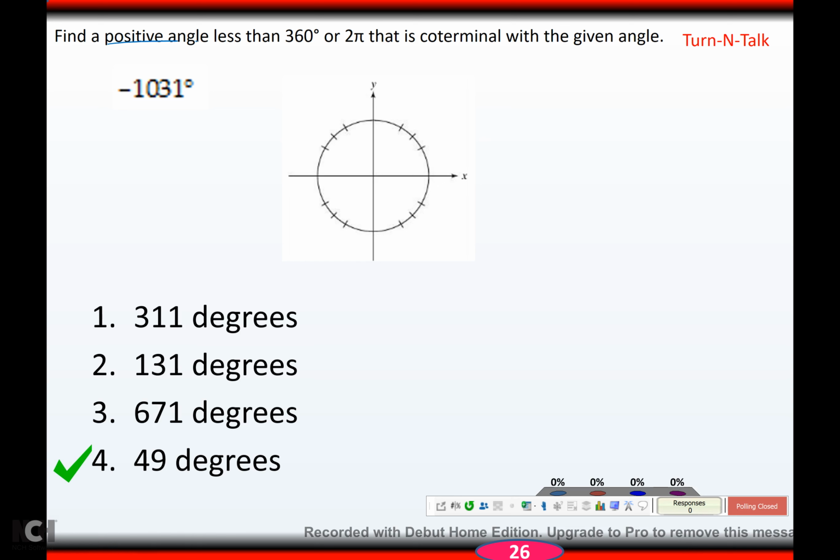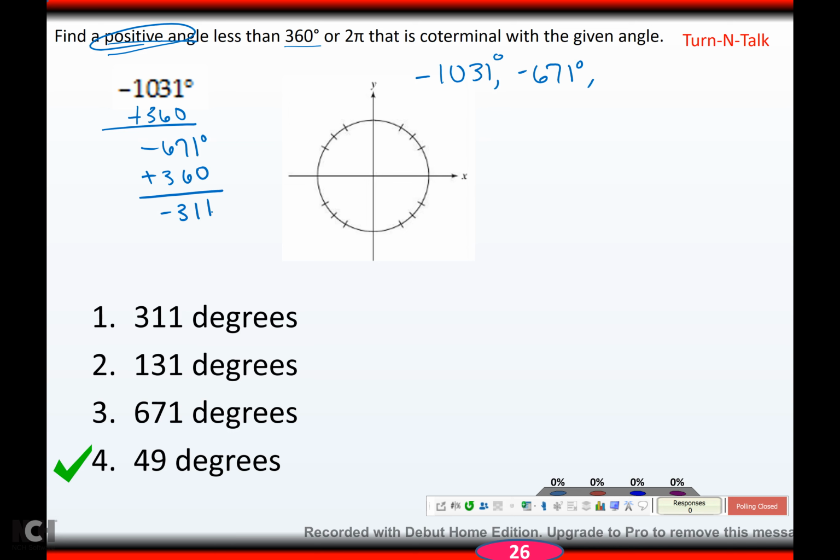If I want a positive angle that's less than 360 and I'm already negative, I need to start adding 360s until I get to a positive. So I have negative 1031 plus 360. That gives me negative 671 degrees. That's coterminal. Every time I'm finding these, I'm finding a coterminal angle, but it doesn't meet my criteria yet because I want a positive one. So I'm going to add another 360. And I get negative 311. So that's also going to be coterminal.